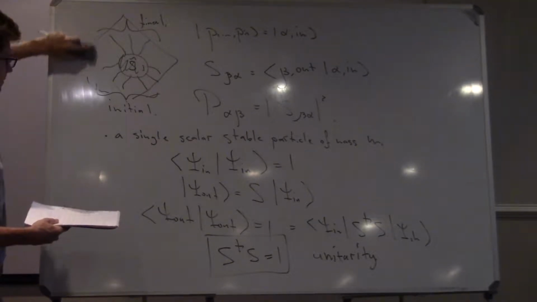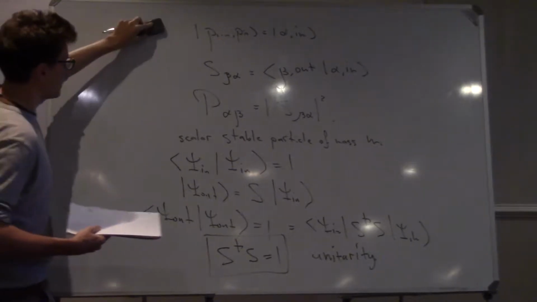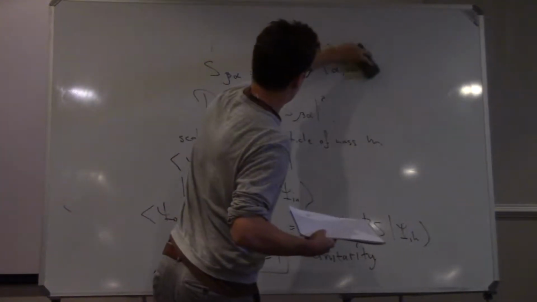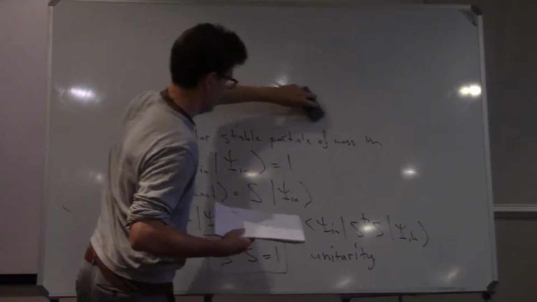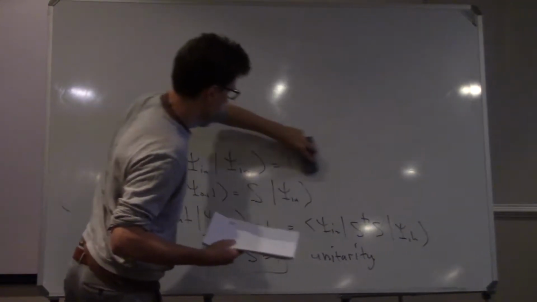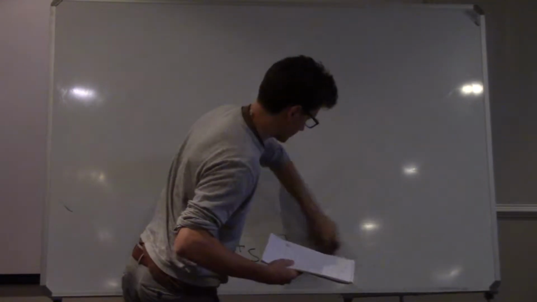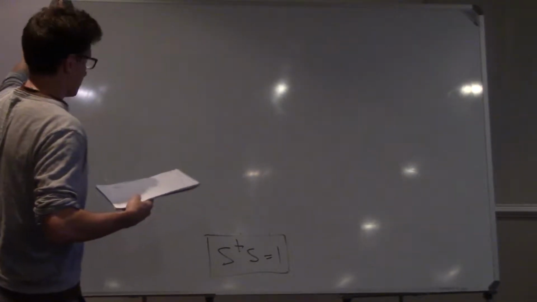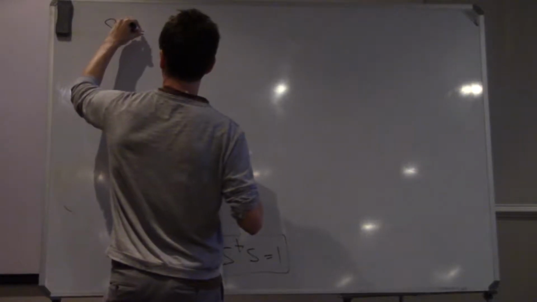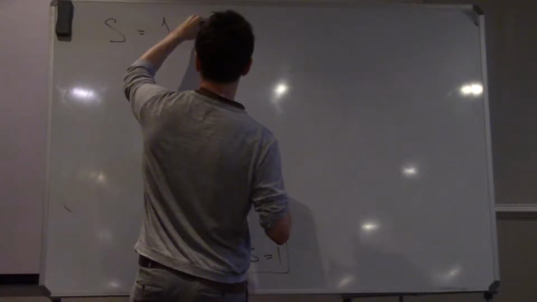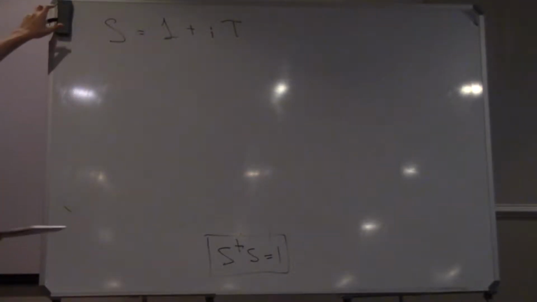Now, let's continue with that. It's a common thing in many books, and as you might imagine, since the subject is from the 50s, there are many books existing. So if you're interested, I can tell you which ones I like personally. It's common to write this S matrix operator as 1 plus i T, where 1 refers to the scattering without interaction.